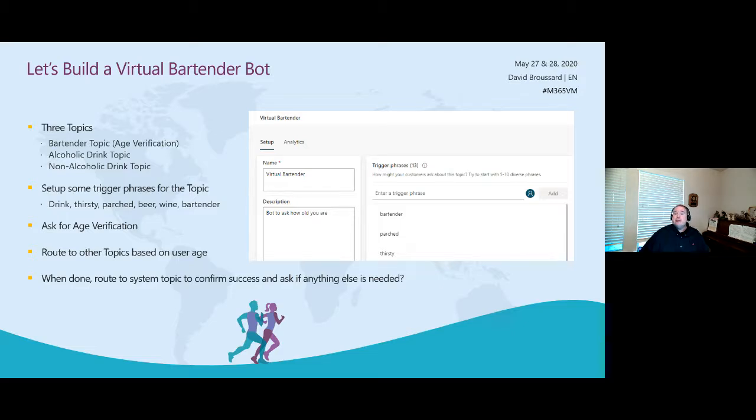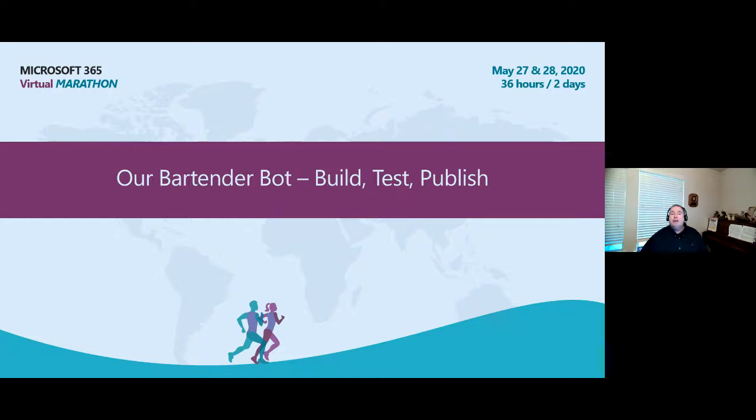So there are some trigger phrases we're going to want to set up for our topic, like drink, thirsty, parched, beer. If one of these words appears, it's going to kick off that trigger phrase. Once we set up that trigger phrase, it will then ask for age verification and route to our other topics based on the user's age. When we're done, we can route it back to a system topic to confirm success and ask them if there's anything else that they need. All right, so let's get started. We're going to build our bartender bot, we're going to test our bartender bot, and then we'll publish our bartender bot.